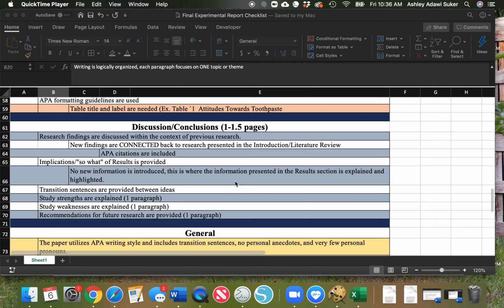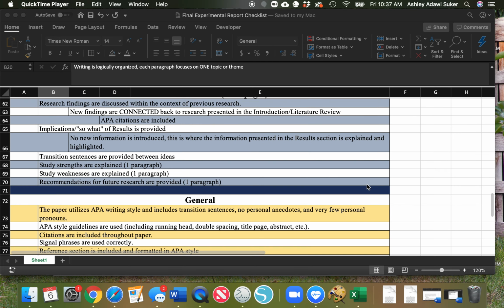The implications, or the so what, of the results is provided. So instead of just saying 50% of people said this, now you're going to say, as mentioned, 50% of respondents said this. This implies what? What does it imply? How does that finding relate to previous research? Great. You're also going to include transition sentences.